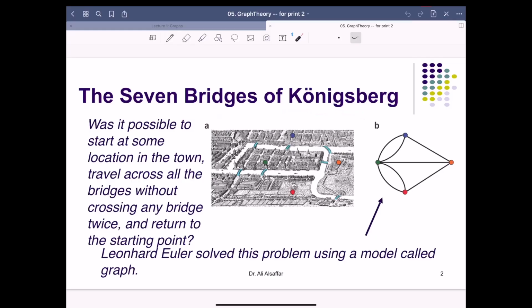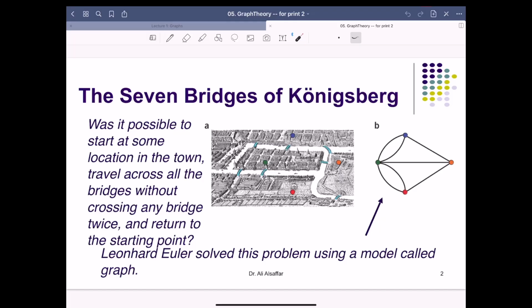Königsberg is a small town. Its name has now changed. Now it is part of the Russian Republic. The town is divided by a river into 4 regions. And people at that time usually took tours to go around the town by using bridges. See, there are bridges connecting these regions.